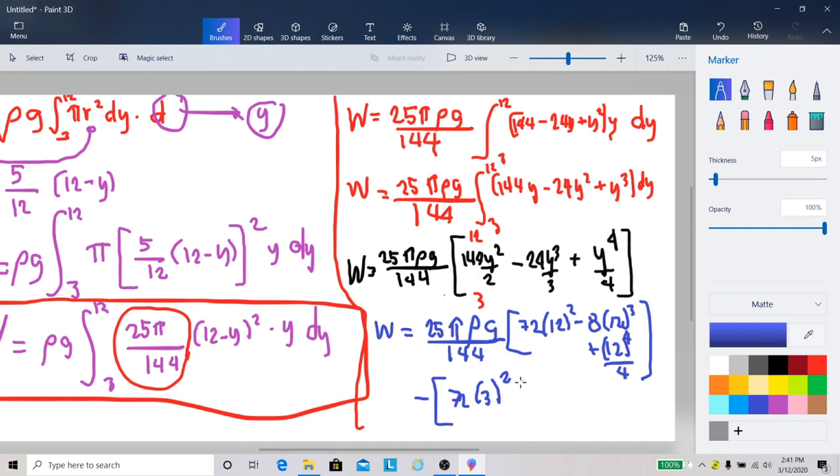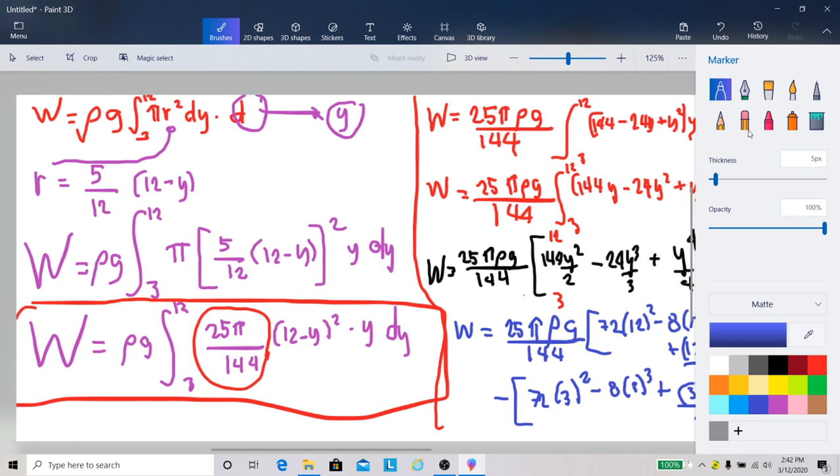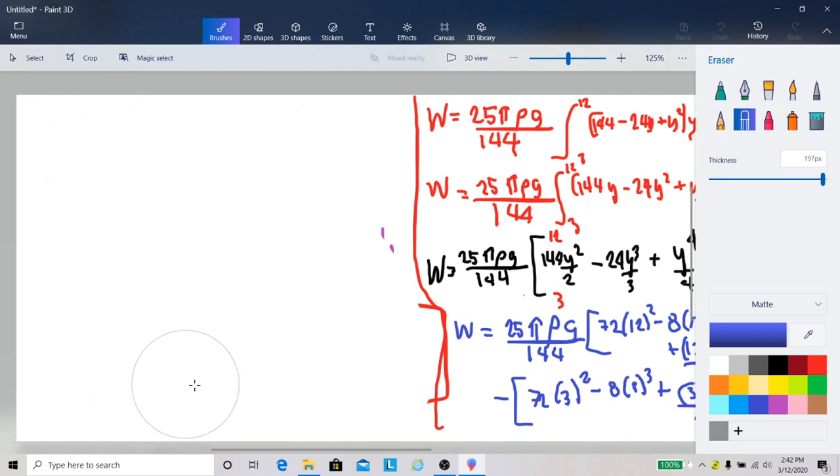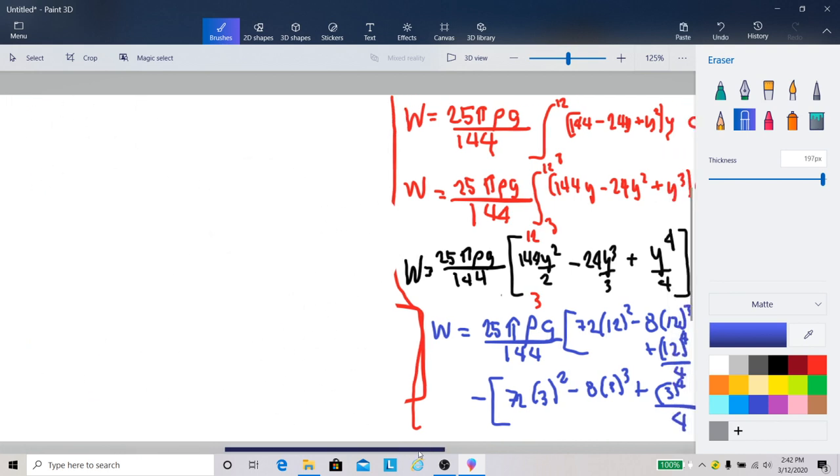Wala na yung 2 dito, no? Minus 24, 8 na lang to, 8 times 3 cubed, plus 3 raised to the fourth, all over 4. Okay. So that will be our working equation. Now let me try to erase this one to make some space. Okay, let us make some space here. All right. So, yan daw yung ating working equation.